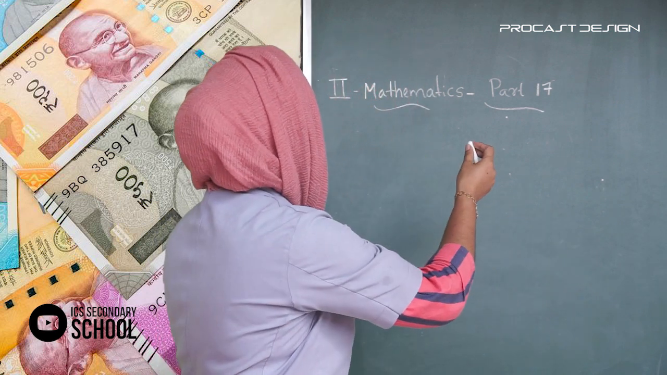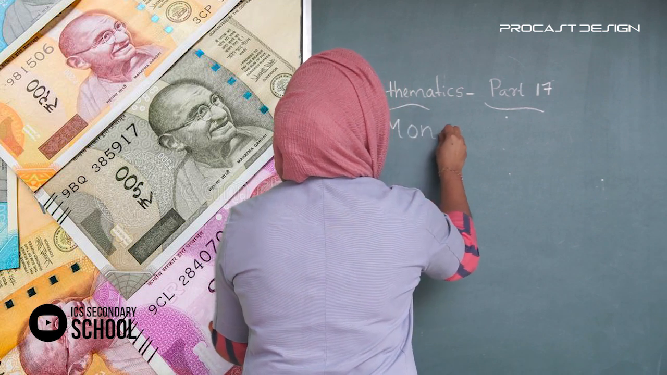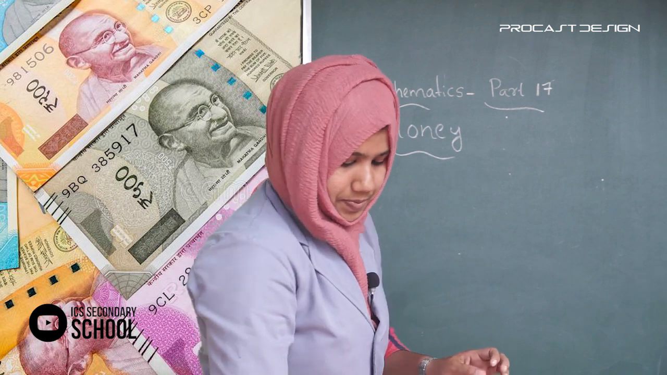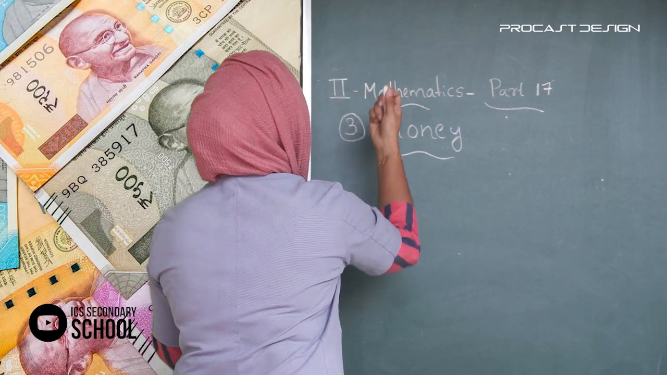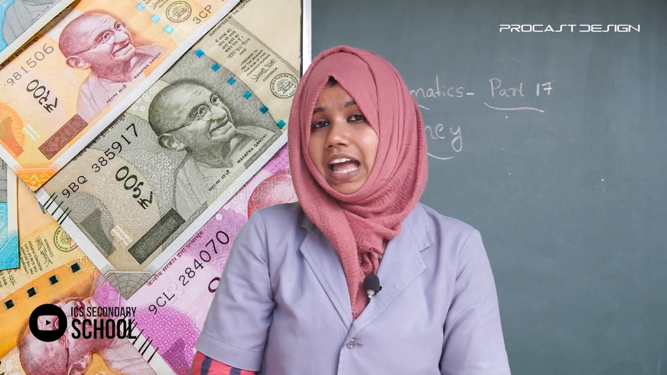Our next chapter is money. The third chapter is money. What is money? We need money to buy anything.